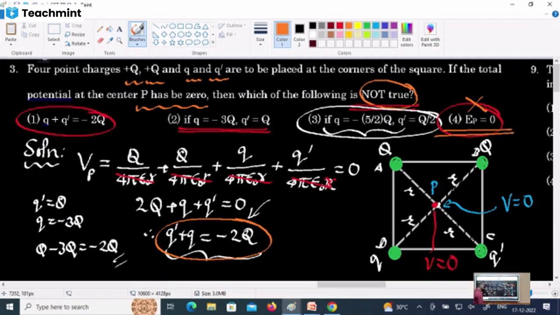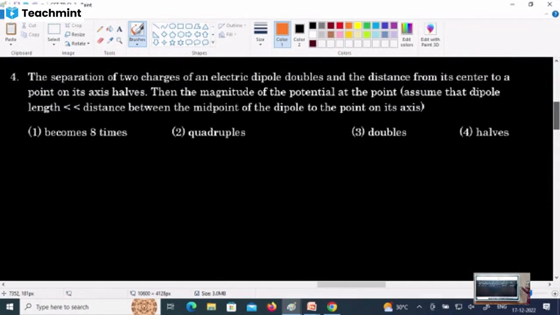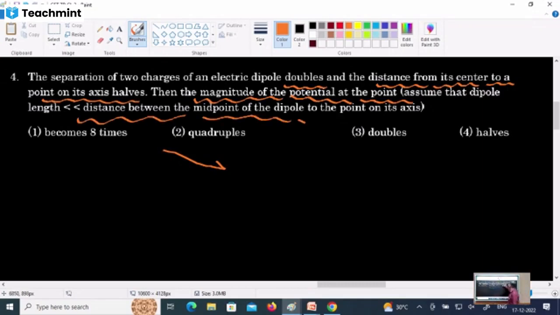Let us now move towards our next question. Here we go. The separation of two charges of an electric dipole doubles, and the distance from its center to a point on its axis halves. Then the magnitude of the potential at the point, assume that the dipole length is very much less than the distance between the midpoint of the dipole to the point on its axis.